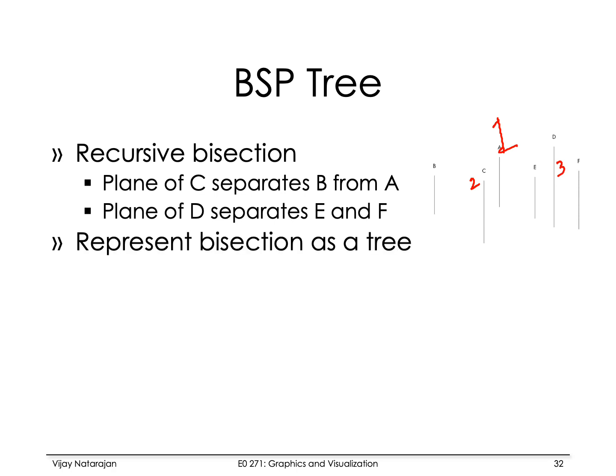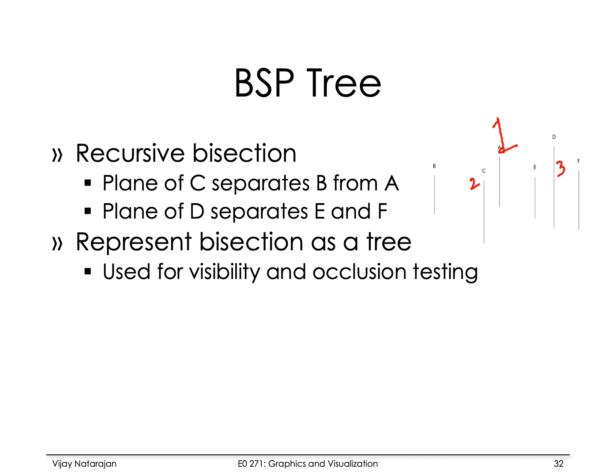So this bisection can be stored in the form of a tree, and this is the tree that you want to query for identifying visibility. This tree was introduced around the time when this game called Doom was introduced. And this was one of the success stories of the BSP tree, the fact that it was used in Doom and immediately deployed. So what you see here is the BSP tree corresponding to the example that we saw.